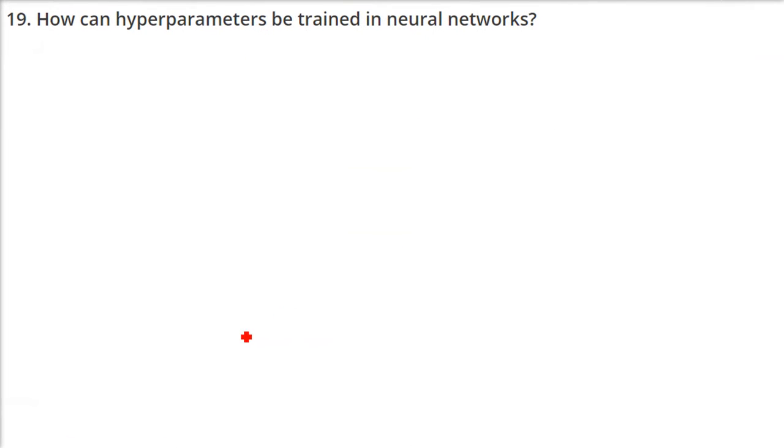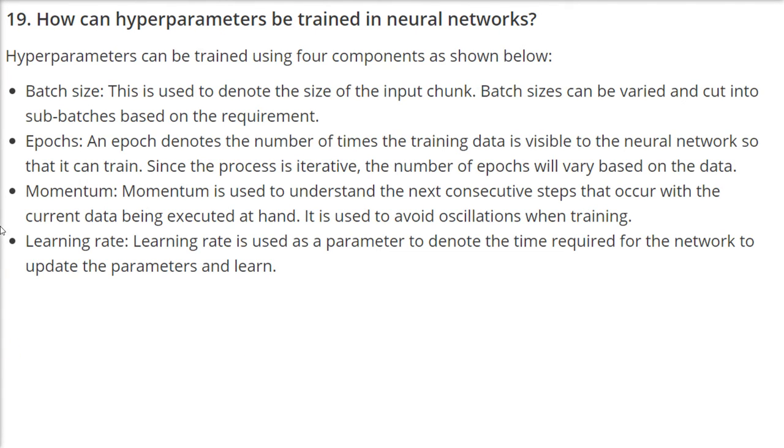How can hyperparameters be trained in neural networks? So I hope you got the idea of the previous question. Let us start with the batch size, epochs, momentum, learning rate. So hyperparameters can be trained. We have 4 parameters here. First, batch size, because you need to change the values. Batch size denotes the size of the input chunk. For example, you have x1 to xn. This can be 100, this can be millions. You don't have a limit for the number. So you want to send it in a batch. So batch sizes can be varied and cut into sub batches based on the requirement.